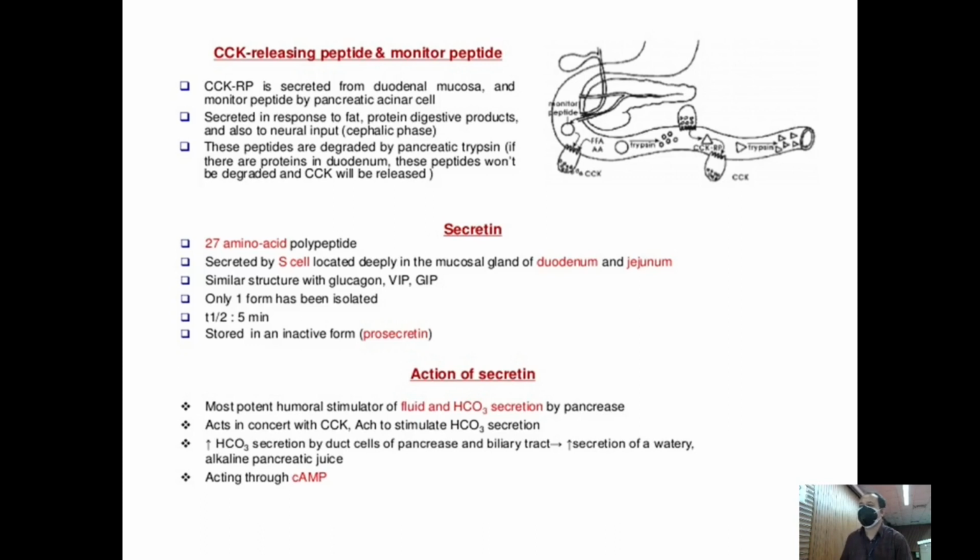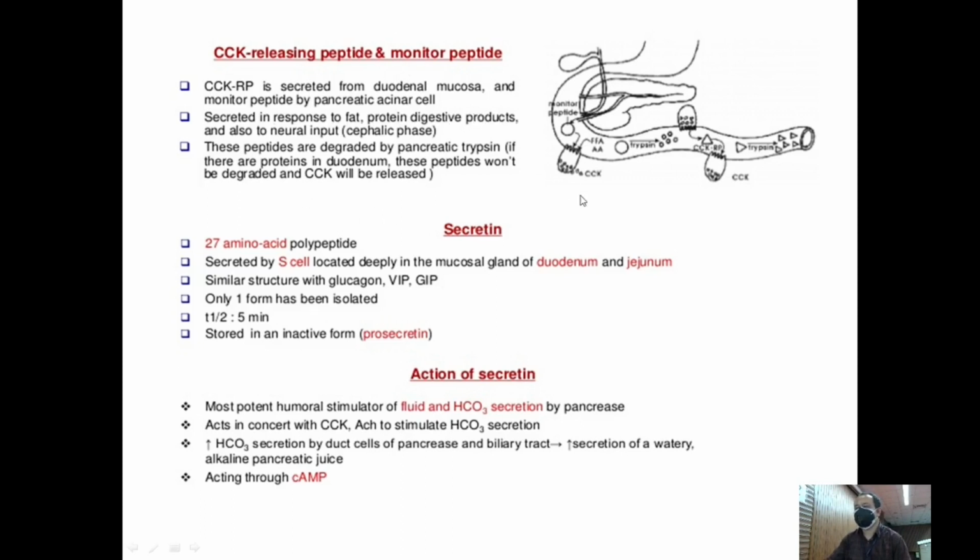Controlling factors: CCK is secreted from the duodenal mucosa and jejunum, a monitor peptide acting on the pancreatic acinar cell, secreted in response to fat and digested protein products. And of course, it is also controlled by the neural inputs in the cephalic phase of CCK secretion. These peptides are degraded by pancreatic trypsin. Anyway, I think we will not go into this; I have already spoken all that is written here.